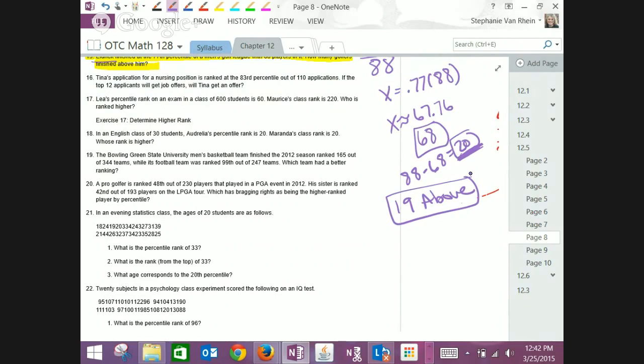So if you're looking for his spot, you have to take your answer minus 1. If you're looking for how many are below him, that's just X. That's already taken into account. So X is how many are below him. So 88 minus 68 would give you 20. So he would be the 20th spot, so 19 people are above him. And if he's the 20th spot, then 68 people are below him, which makes sense, because there's 88 people total.